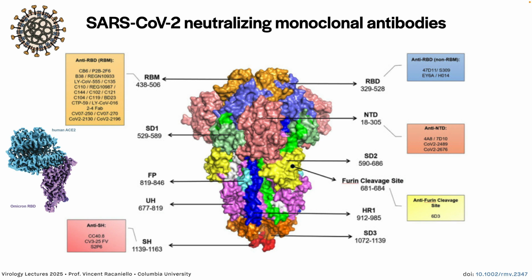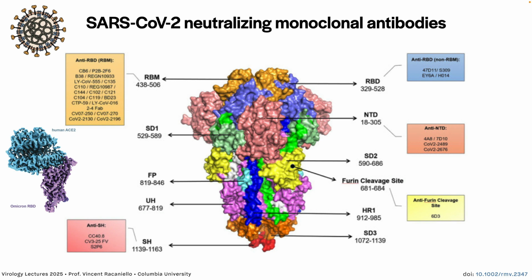SARS-CoV-2, similar situation. Here's the spike protein of SARS-CoV-2. And these are antigenic, these are actually monoclonal antibodies that were made against different parts of the spike protein. Here's the part embedded in the virus membrane at the bottom. At the top is the part that binds the receptor. Here's the receptor binding domain, RBD. And these are all the different monoclonals in these boxes.